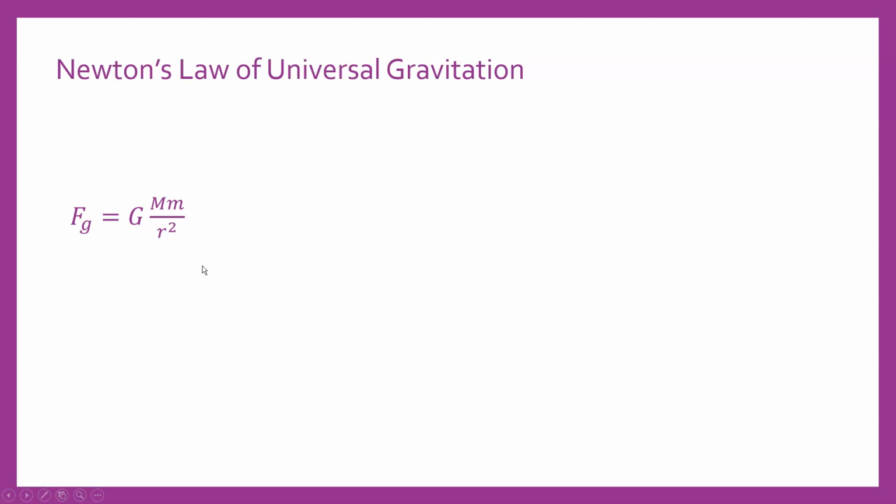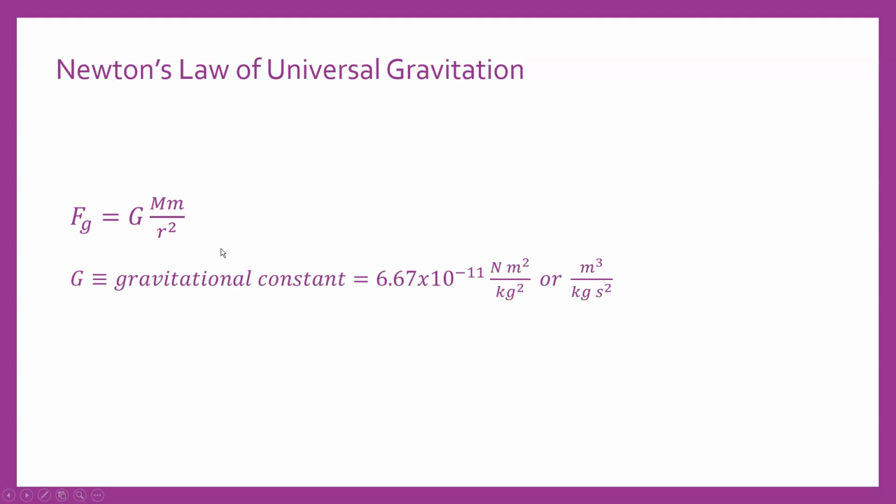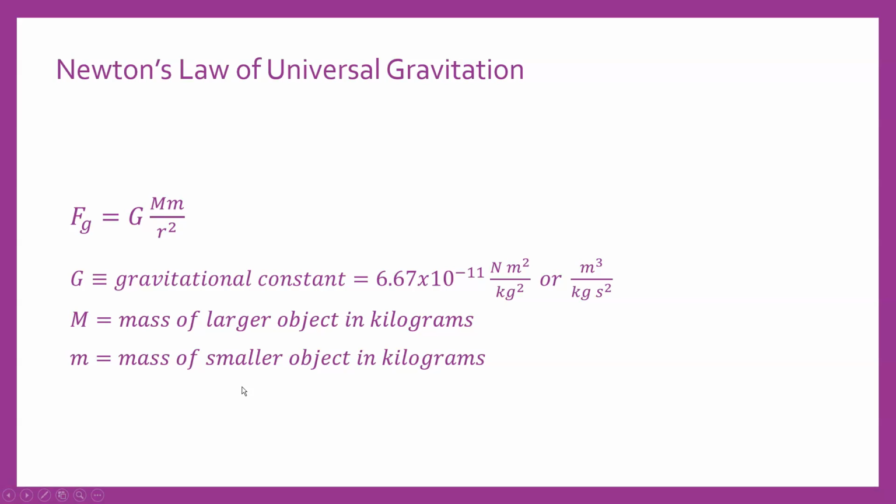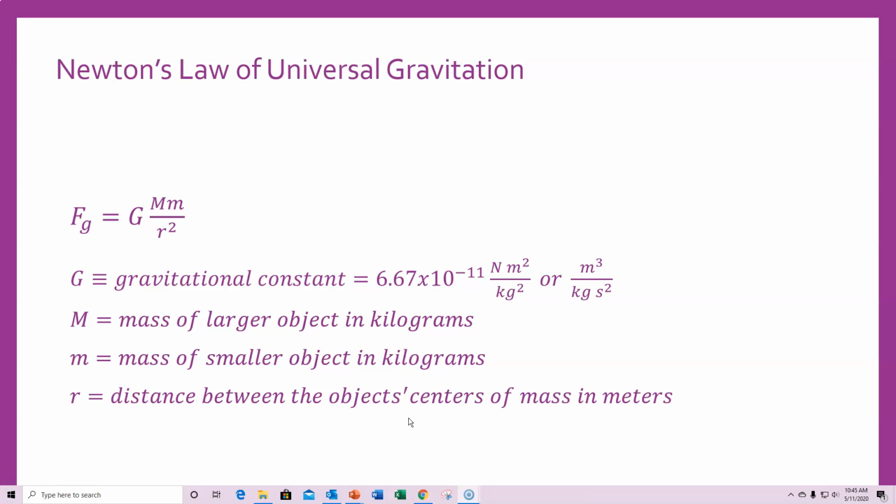Let's take a look at the actual law. The force of gravity is equal to G times capital M, lowercase m, divided by r squared, where G is the gravitational constant. Its numerical value is 6.67 times 10 to the negative 11th newton meters squared per kilogram squared, or if you want to write it in the base units, meters cubed per kilogram second squared. Capital M is the mass of the larger object in kilograms, lowercase m is the mass of the smaller object in kilograms, and r is the distance between the objects' centers of mass in meters.